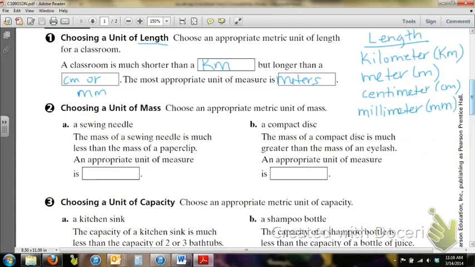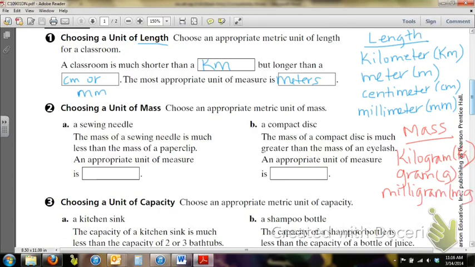Okay, so now we're going to talk about the ones for mass. Change my color. For mass, the largest one is kilogram, and that'll be kg. Next comes gram, which is just a g. And then we really just talk about milligrams after that, which is an mg. There are other units in between, but they're not used very often.